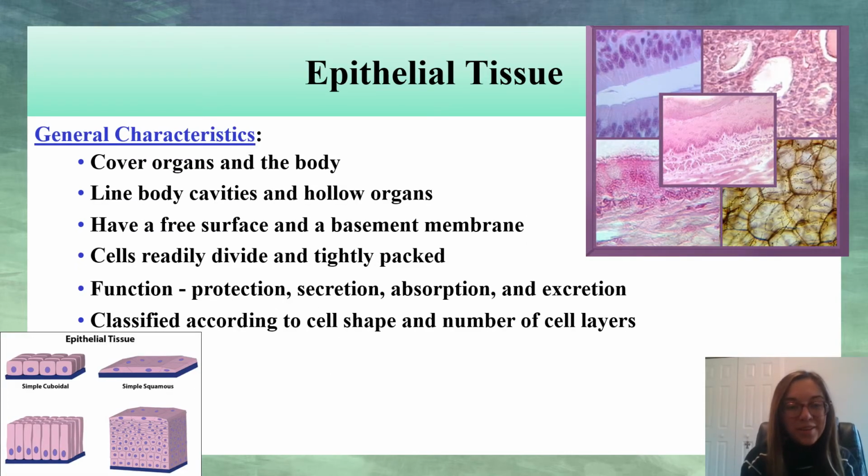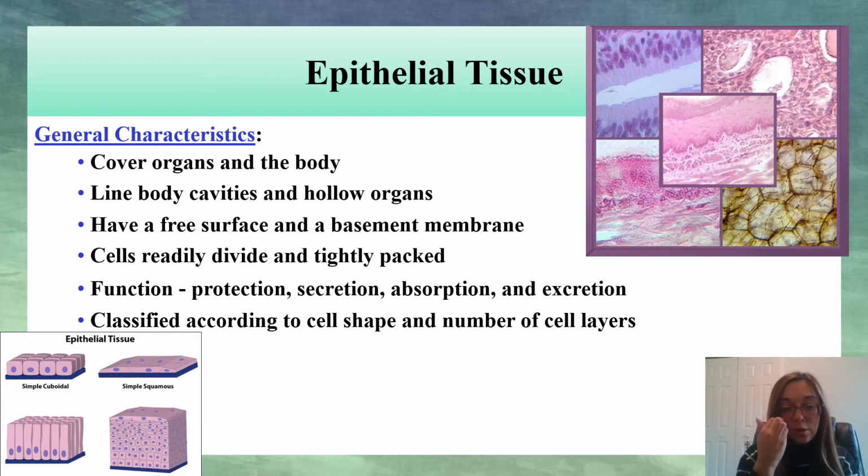Let's start with epithelial tissue. So here are some of the general characteristics to write down. They cover organs and the body. So your skin is epithelial tissue covering your entire body. And then it also outlines any organs. That's all epithelial tissue. Lines body cavities and any hollow organs.